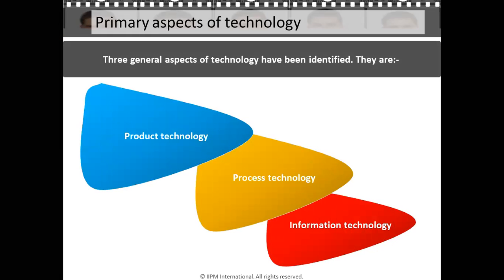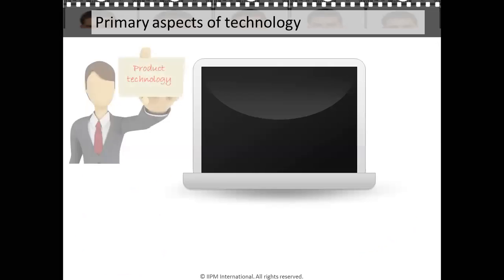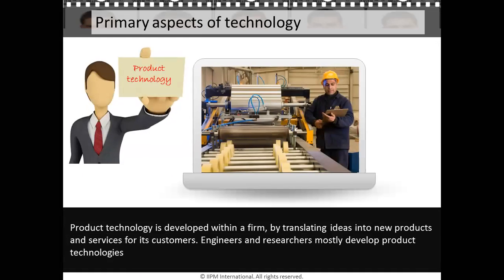Primary aspects of technology: we have product technology, process technology, and information technology. For product technology, it is developed within a firm by translating ideas into new products and services for its customers. Engineers and researchers mostly develop product technologies.